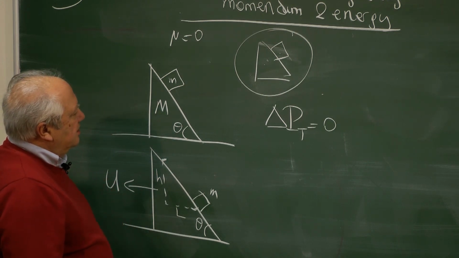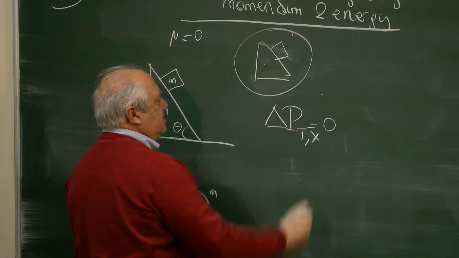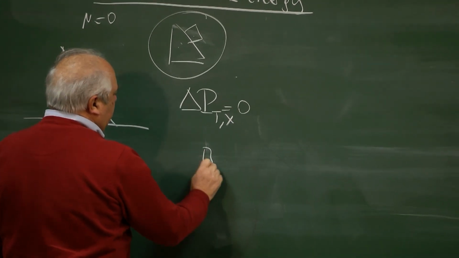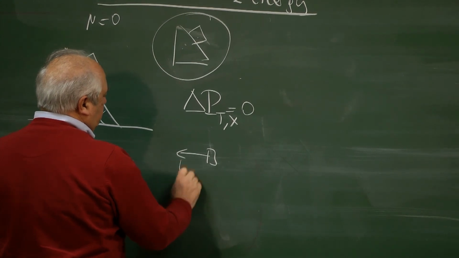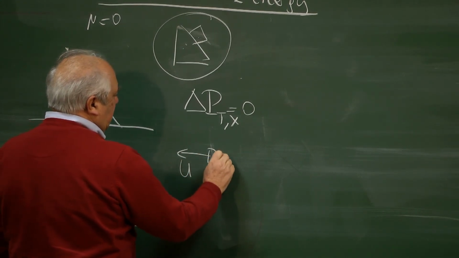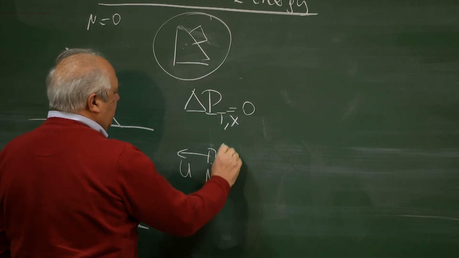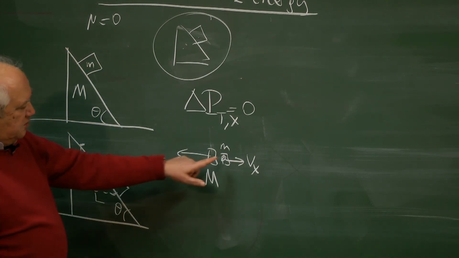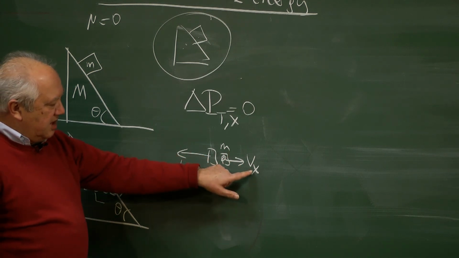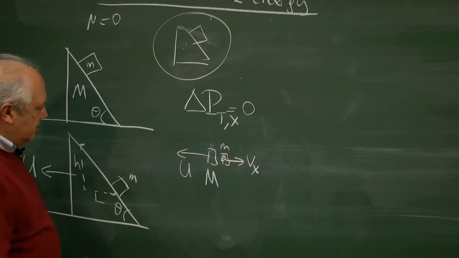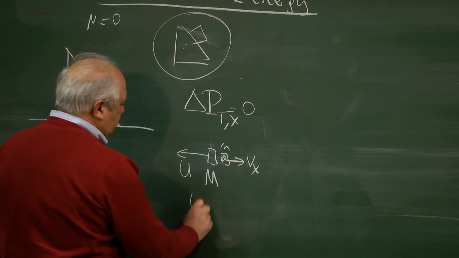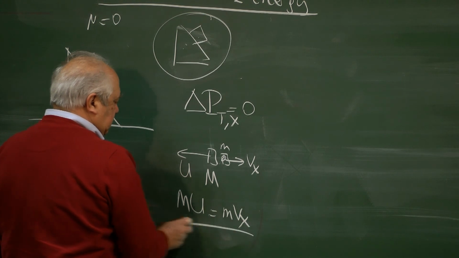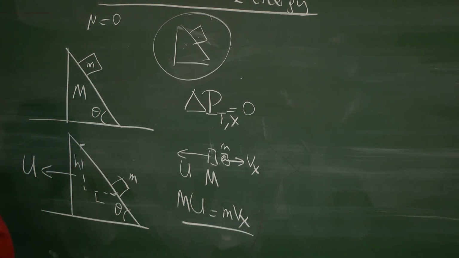Therefore, the initial, let me call it x. Okay. So initially it was 0. Finally, we have m going here with u, the wedge, and m going to the right with vx. This is the speed of m in the horizontal direction with respect to ground. So obviously, mu is equal to m vx. Okay, that's the momentum conservation.